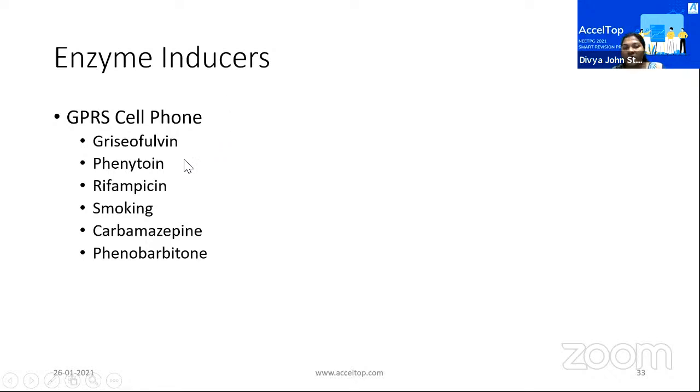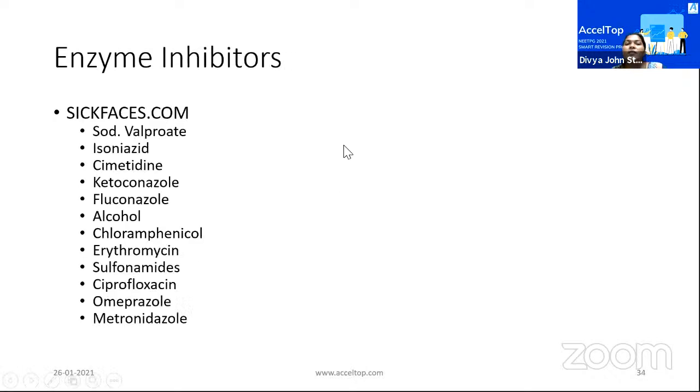So you have griseofulvin, phenytoin, rifampicin, smoking, carbamazepine, and phenobarbital. This list are the drugs which will act as enzyme inducers. And for enzyme inhibitors, microsomal enzyme inhibitors, I remember it as sickfaces.com. So you have sodium valproate, isoniazid, cimetidine, ketoconazole, fluconazole, alcohol, chloramphenicol, erythromycin, sulfonamides, ciprofloxacin, omeprazole, and metronidazole.